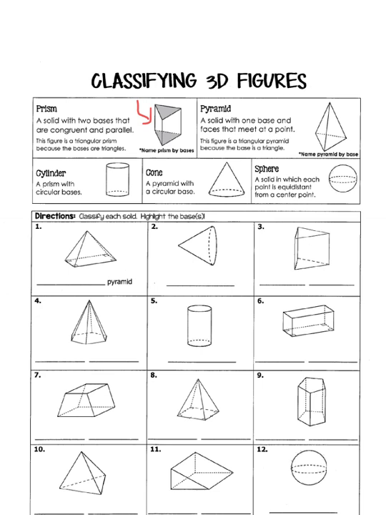Now if you look at the pyramid, it's a solid with one base and faces that meet at a point. So they all meet at a single point, and I know most of you are familiar with what a pyramid looks like. Okay, and it only again has one base. This figure is a triangular pyramid because the base is a triangle. And we also name pyramids by its base.